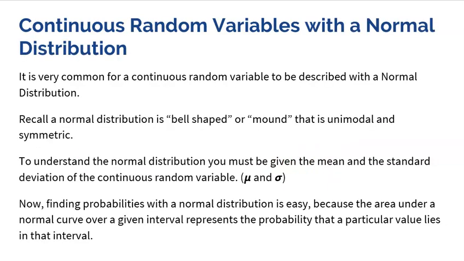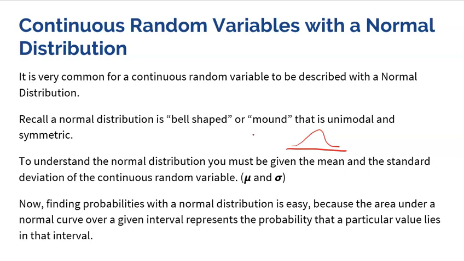All right, so continuous random variables connecting with the normal distribution. It is very, very common for a continuous random variable to be described with a normal distribution. Recall, a normal distribution is bell-shaped or mound-shaped. It's unimodal and symmetric. If you recall, the normal model is this nice, symmetric, mound-shaped, unimodal, bell-shaped distribution. Now remember, to understand the normal distribution, you must be given the mean and the standard deviation. Mu and sigma, what is true for the entire population, must be known.